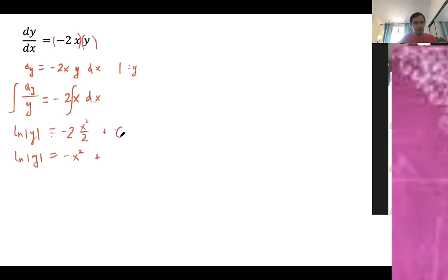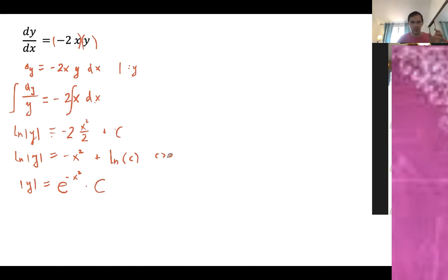I'm going to replace this c by something like ln of c. And I can say that c is positive, for the moment. So when I apply the exponential function to both sides of this equation, that will give me e to the log of absolute value of y, which is just absolute value of y, and that's equal to e to the negative x squared times e to the log of c, which is just c.